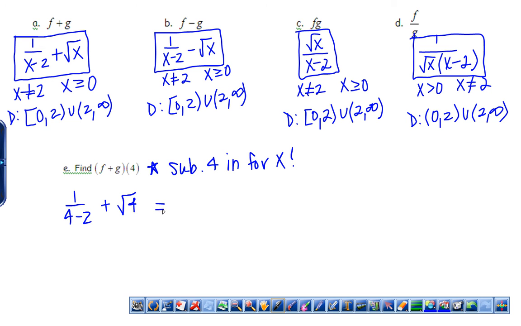So I'm going to simplify this. I'm going to add that together and get 2.5, or that is 5/2. And that's your final answer.